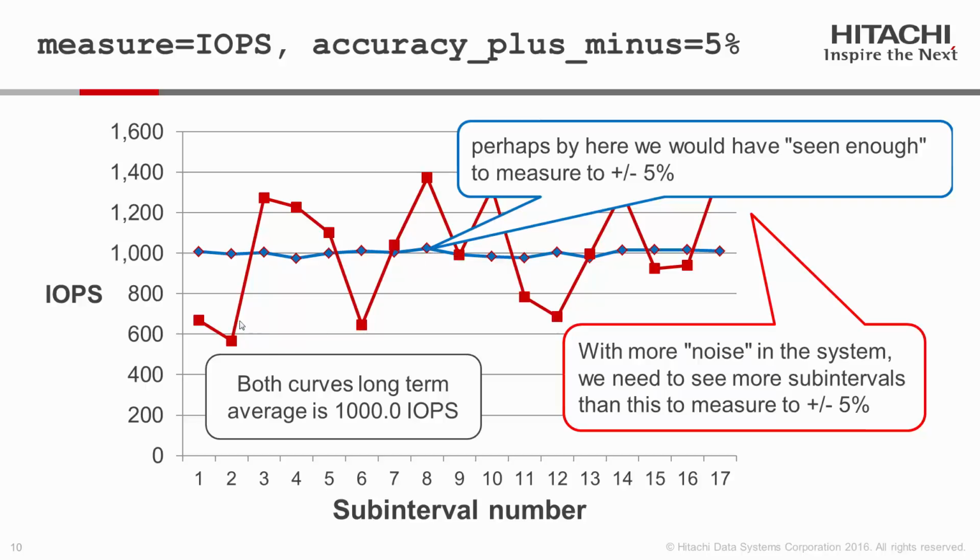We could have stopped the test there right away. Whereas if we had received the series of measurements represented by the red line, by this point we wouldn't have seen enough yet to know what the long-term average was, and the test would continue out long enough until it became apparent.